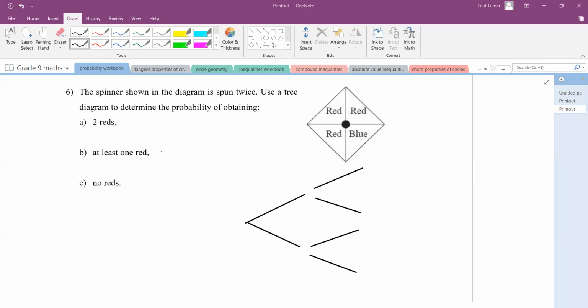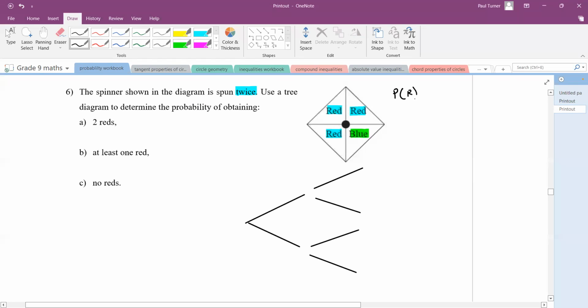In question 6, we have a spinner in the diagram, and we're going to spin this spinner 2 times, so twice. Use the tree diagram to determine the probability of obtaining 2 reds, at least 1 red, and no reds. So this is our spinner here, and notice that we have 3 red colors, and we have 1 blue color on the spinner.